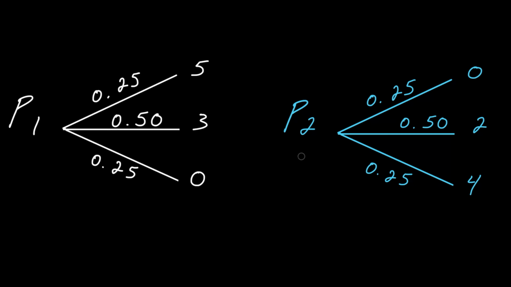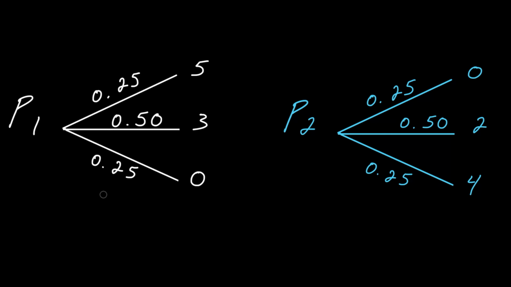We've got portfolio 1, portfolio 2. So this investment portfolio 1 says we've got a 25% chance of making, let's say, $5, a 50% chance of making $3, and a 25% chance of making 0. Over here, portfolio 2, a 25% chance of making 0, a 50% chance of making 2, and a 25% chance of making 4. Now, I'd ask you, which one is a better investment portfolio if you prefer more good?